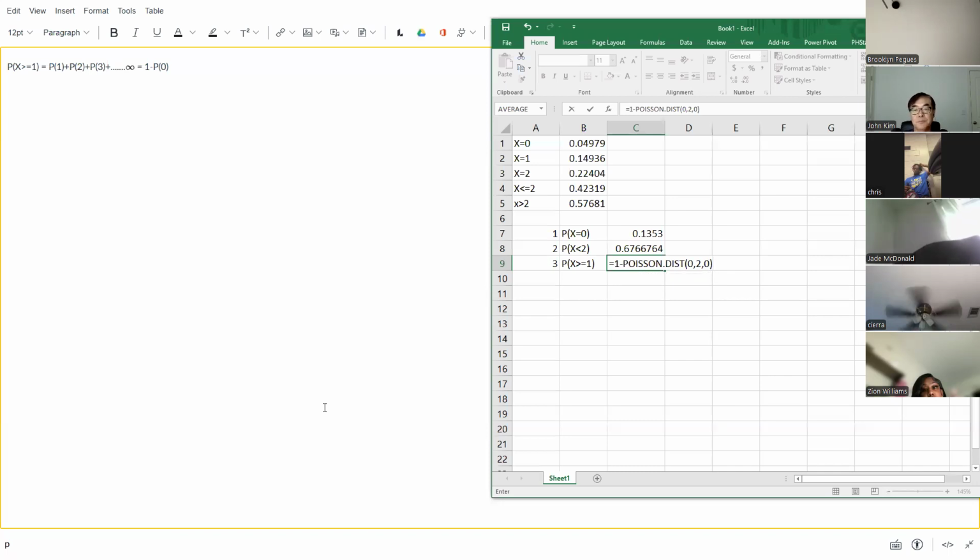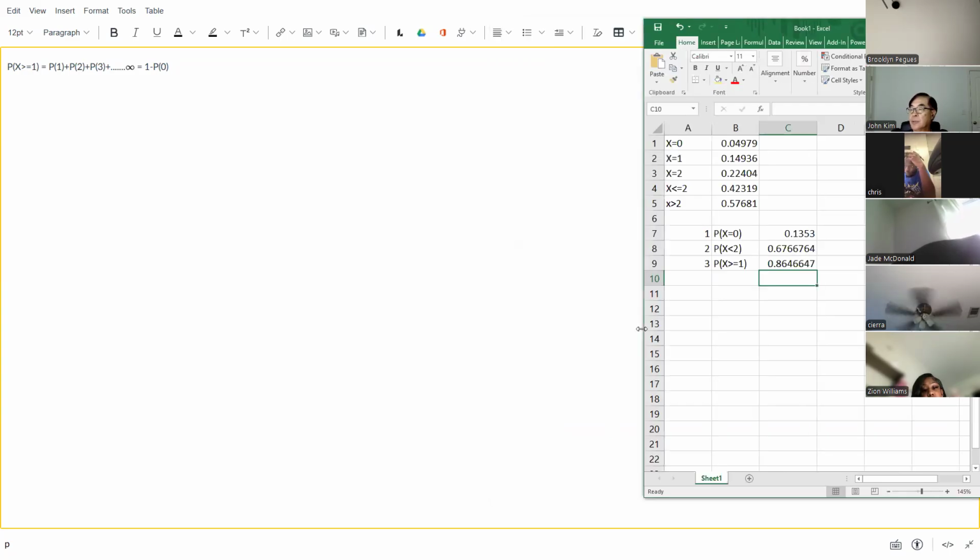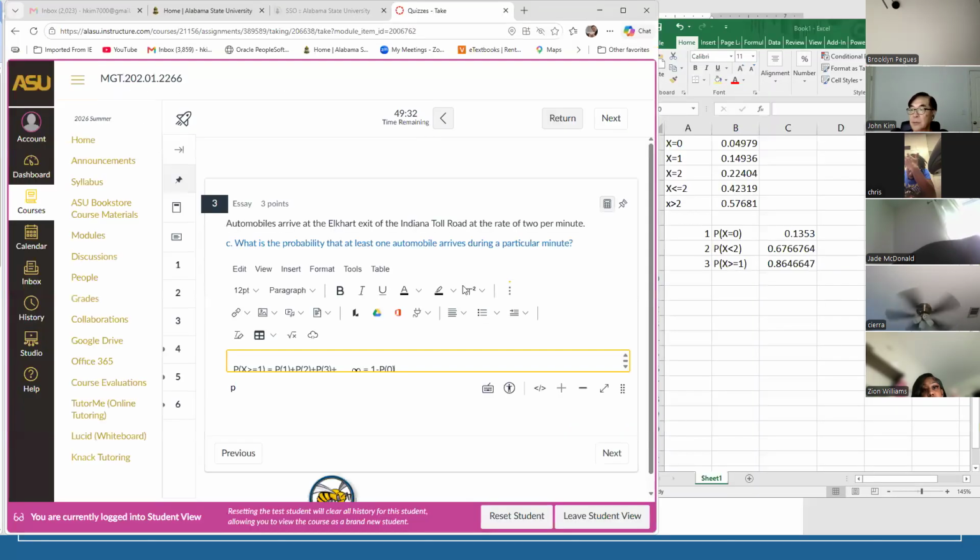Got it? Yes, I got it. I had put the minus sign before the 1 instead of after. Enter. Then equals... okay, 84.65%.